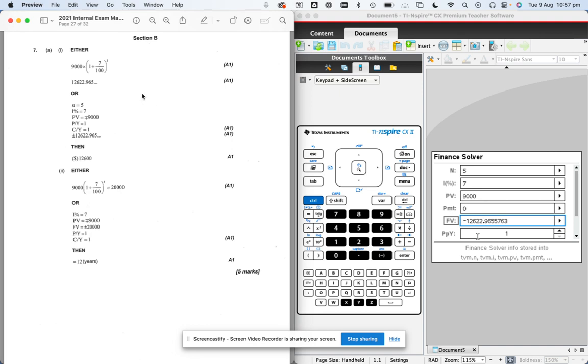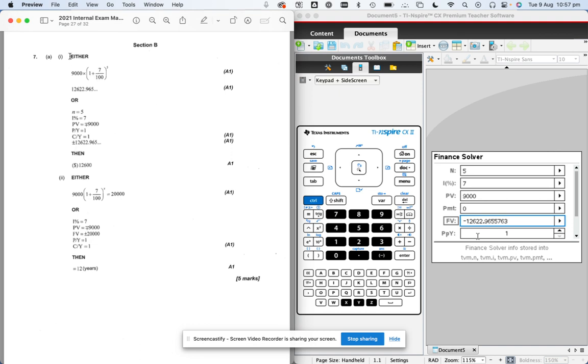I shall flick over to the mark scheme, and you can see that it says either the compound interest formula or a geometric sequence, and it gets you that number, or, and see what it does, you write down what you see here. The critical ones, you don't have to worry about payment of 0, but n equals 5, I equals 7, PV equals 9,000, and you can see it's got the minus plus there. Payments per year is 1, compound per year is 1, and you can see that it says plus minus 12,622.965, that's what we've got here, and so the answer is $12,600.